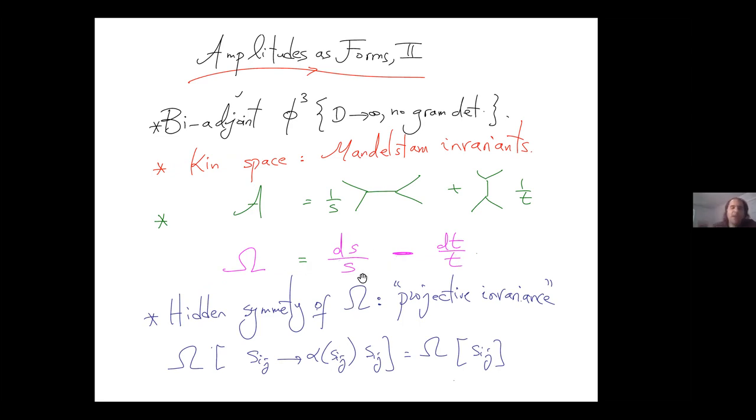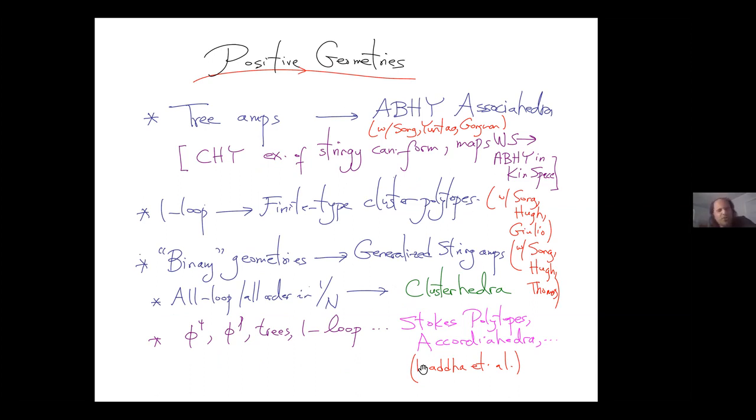The minus sign is important, and it's non-trivial that it's possible to choose all these signs for general graphs so that the form has a projective invariance. This projective invariance is analogous to the dual conformal symmetry of N=4 super-Yang-Mills for this theory. And there are positive geometries that capture the amplitudes. At tree level, there are the ABHY associahedra, which also give a very simple conceptual explanation of the CHY map as an example of stringy canonical forms, mapping one positive geometry to the other. In particular, mapping the worldsheet directly into the ABHY associahedron in kinematic space.